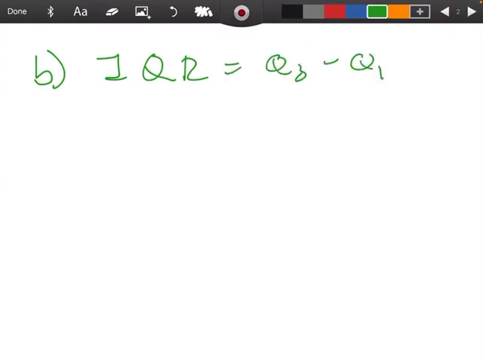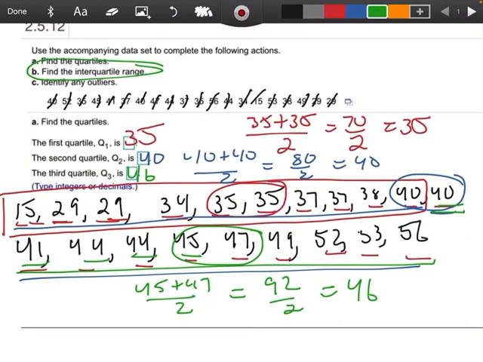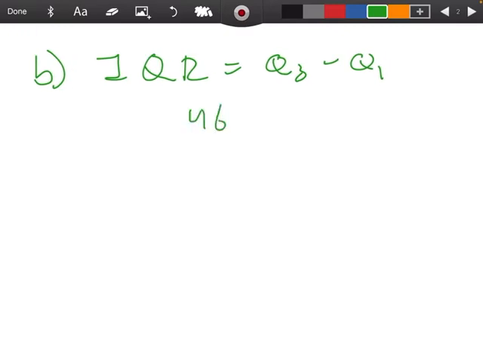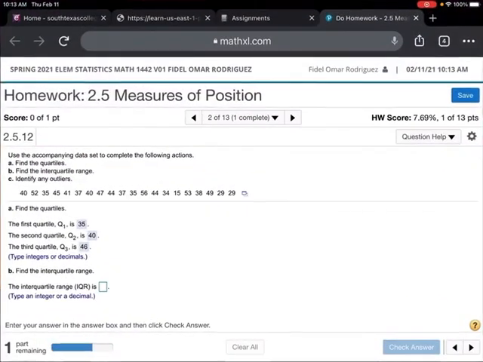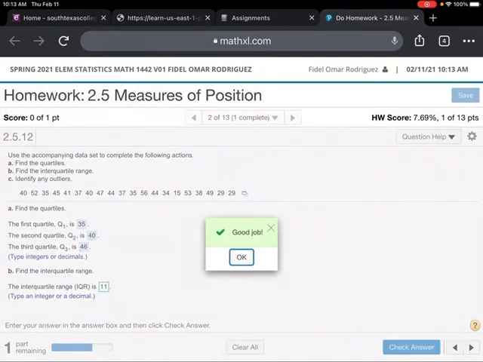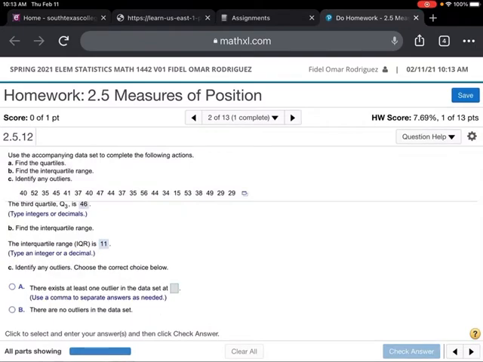Notice what we put for Q3. Q3 is 46, Q1 is 35. So we're going to take 46 minus 35, and that's going to leave us with 11, okay? So I'm going to come back to my problem right here, and in my IQR, I'm going to type in 11, and hit enter. Good job.